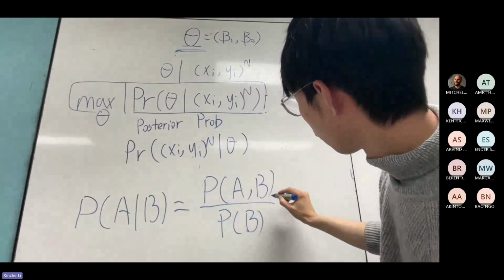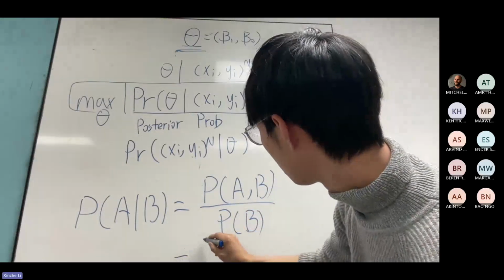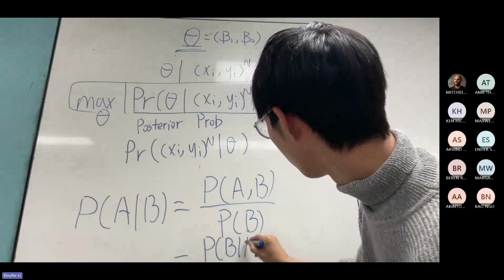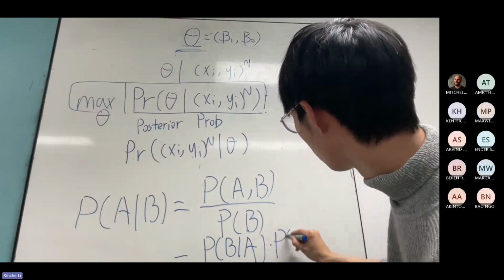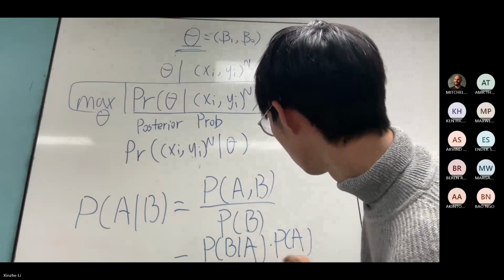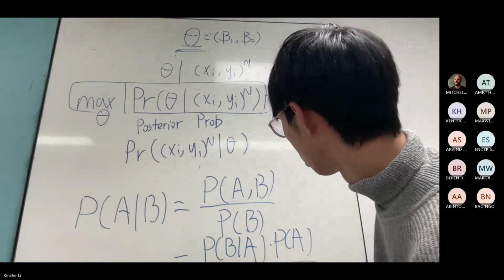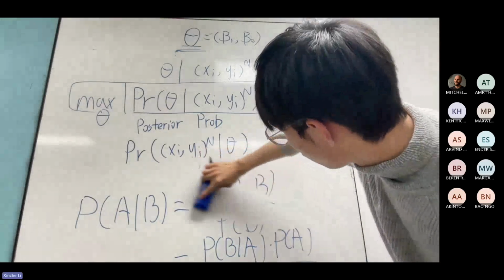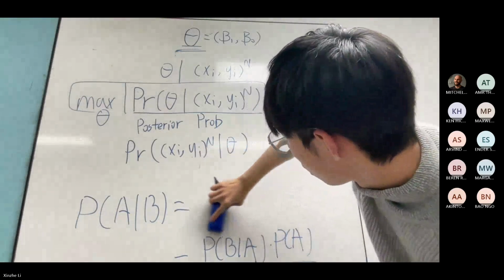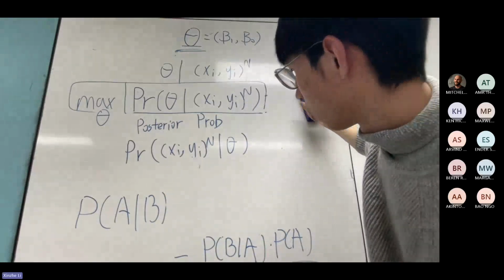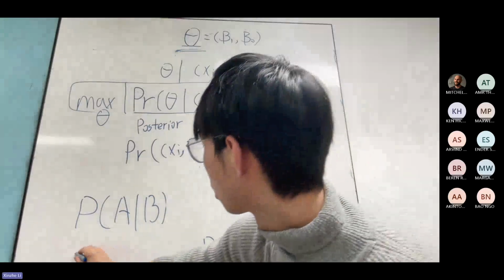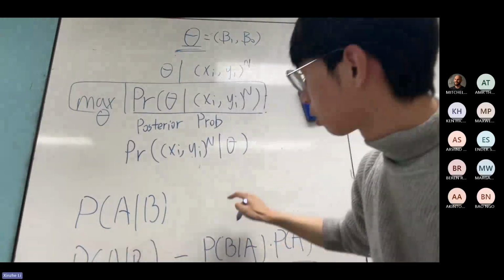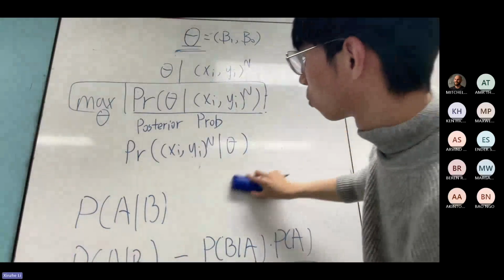What's the probability of AB? Probability of AB equals the probability of B given A times probability of A. This is Bayes' theorem. Let me erase this one. Directly get this. So this is Bayes' theorem. Let me apply this Bayes' theorem onto this.